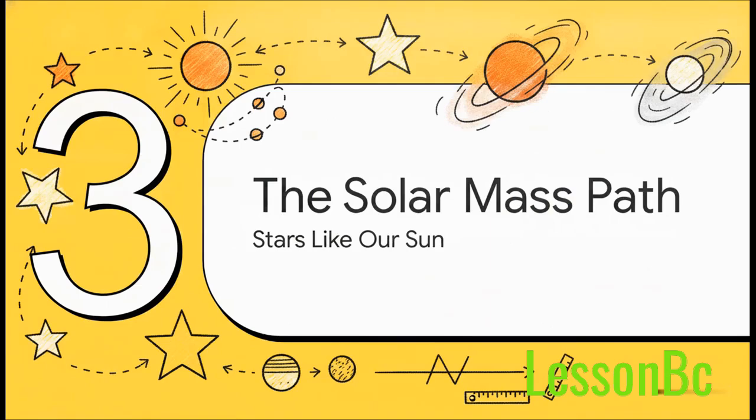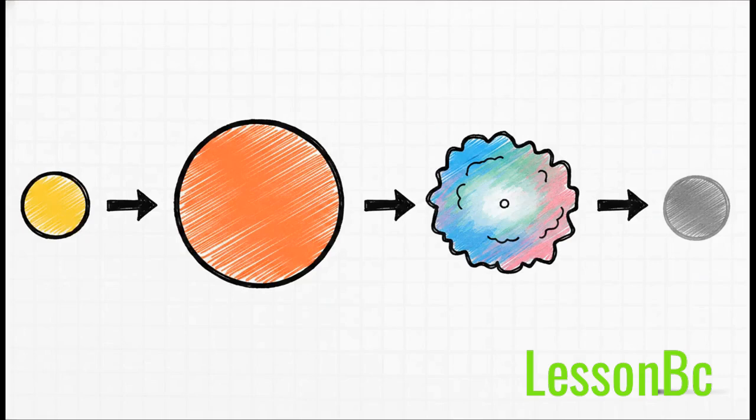Section 3. The solar mass path. So let's talk about our own cosmic backyard. What does the future hold for a solar mass star like our sun? Well, as it finishes up its main sequence and runs low on fuel, it starts to swell up, expanding into this massive red giant. But it doesn't just stay like that forever.